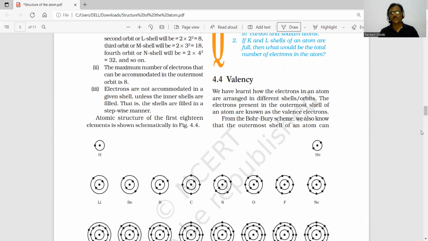So I hope you understood this lesson, structure of atom. Study well and prepare all the questions connected to this lesson. All the topics in this lesson are very important. In case of a doubt, you can reach out to me.